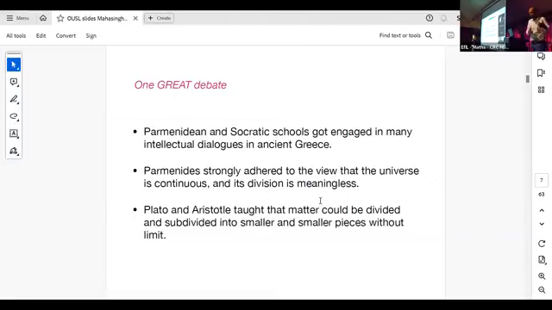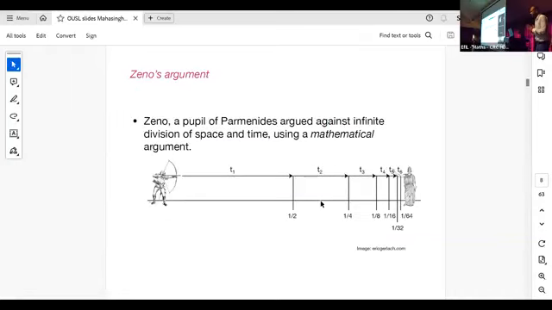On the other hand, their rivals, the Parmenideans, held the view that the universe is something continuous, that you cannot break it down into parts. And then there was a student of Parmenides called Zeno. He brought a very interesting argument, and he showed mathematically that you cannot shoot an arrow to a target.